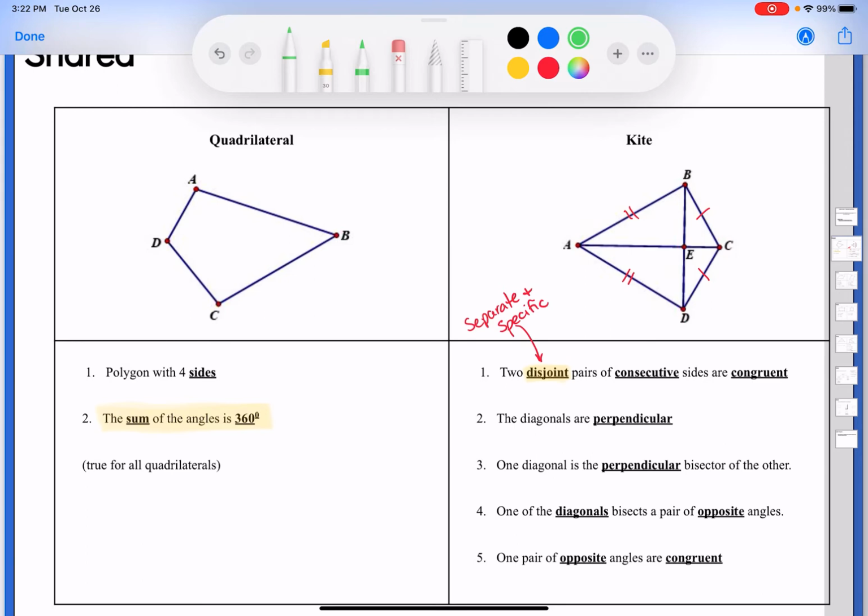All right, so the diagonals are perpendicular. So I have right angles all the way around here for where my diagonals intersect each other. For a kite, the diagonals are always perpendicular. Number 3 says that one diagonal is the perpendicular bisector of the other. So we know they're perpendicular no matter what, but you'll notice that one of these diagonals is bisected, right? That one is split in half. The other one is definitely not split in half. It's not being bisected. So only one of these diagonals is bisected. They're always perpendicular no matter what.